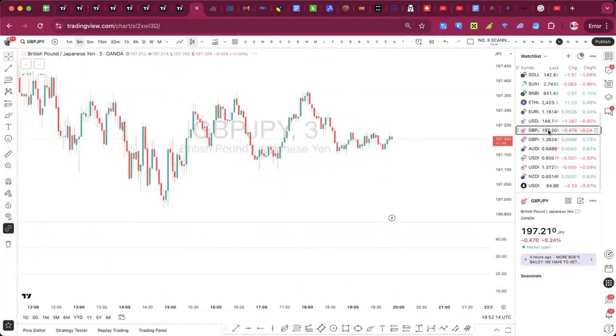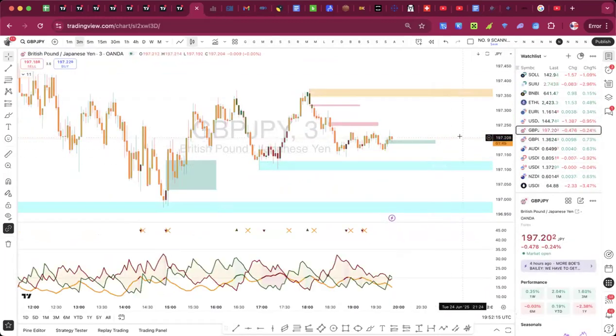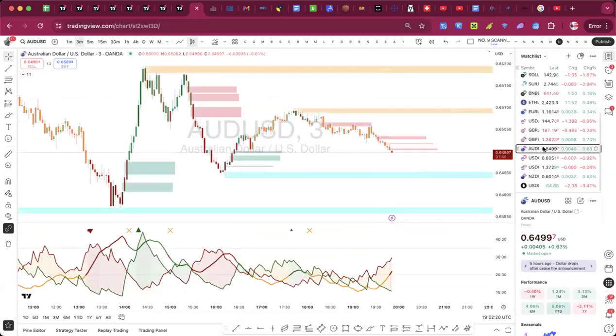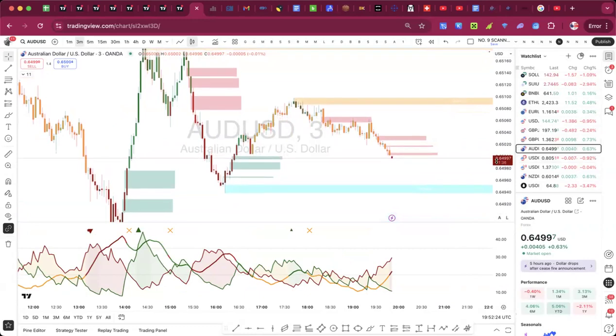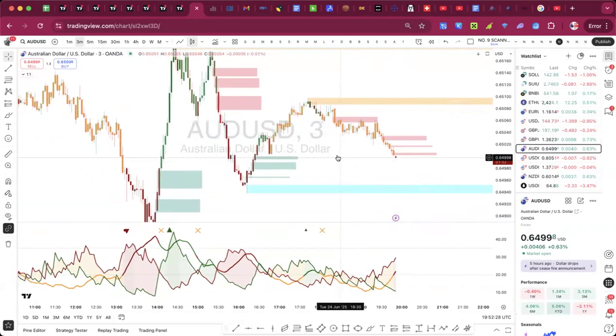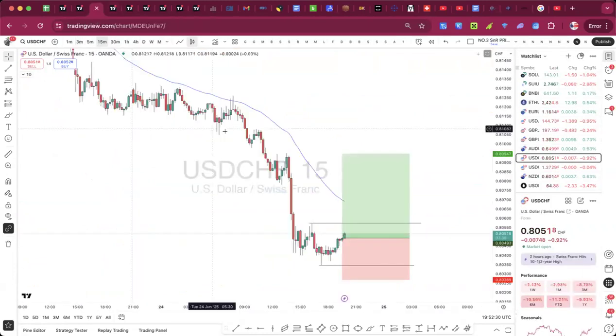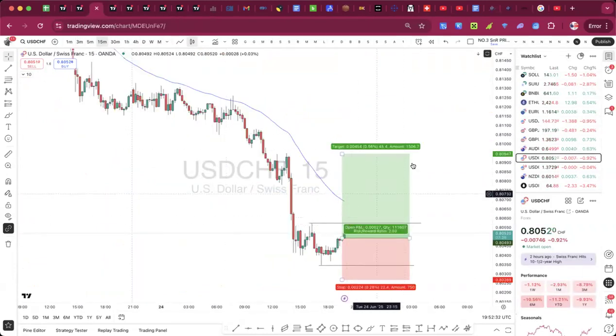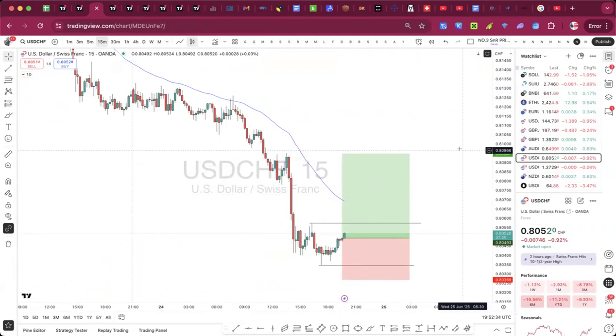Okay, so let's look at GBP JPY. It was not actually trending, perhaps. AUD USD. So you can see that USD is actually trying to gather strength now. So let's look at AUD USD. So these are already in with small positions.